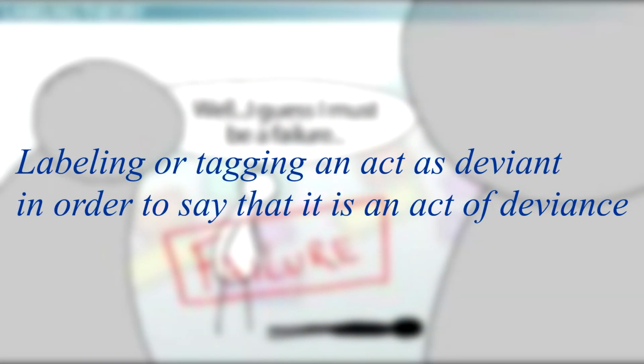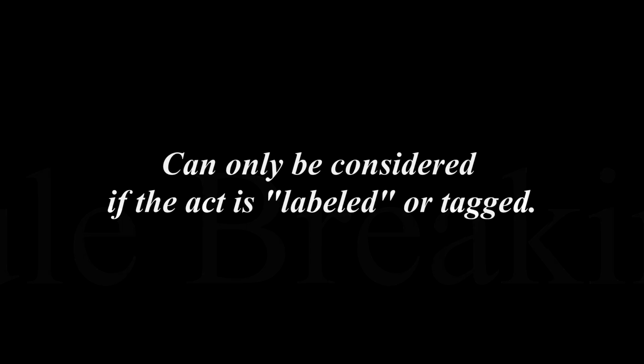Aside from violations of norms, there are also reactions to norm violations. Labeling theory can be correlated to the reactions toward these what we call norm violations. Labeling theory refers to labeling or tagging an act as deviant in order to say that it is a deviant act. Otherwise, if a deviant act is not labeled or tagged as one, then it is not considered as deviant. Rule breaking, as an example, can only be considered if the act is labeled and tagged.